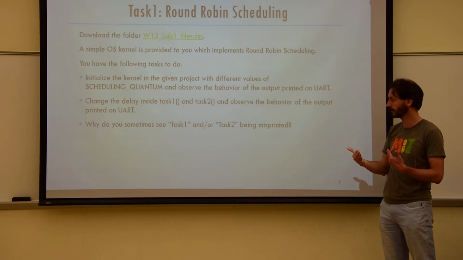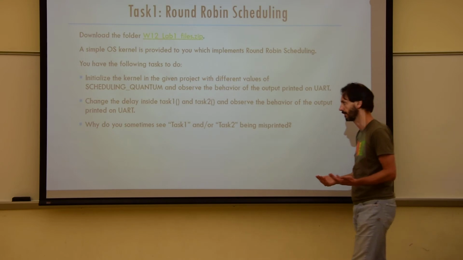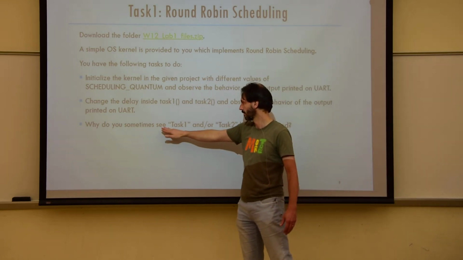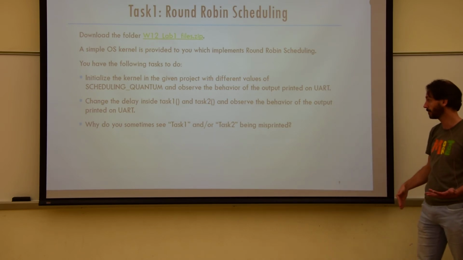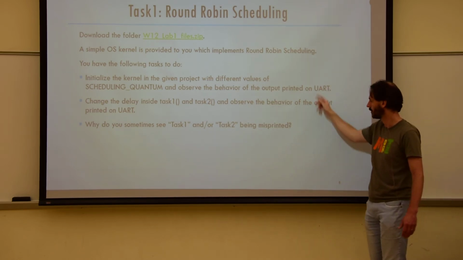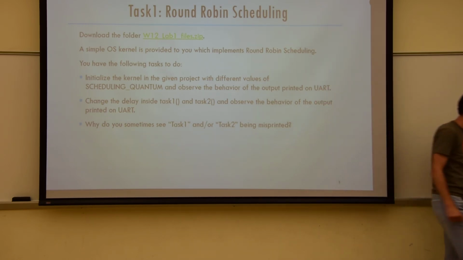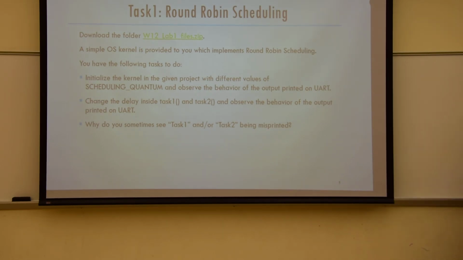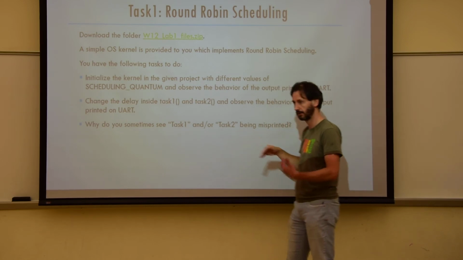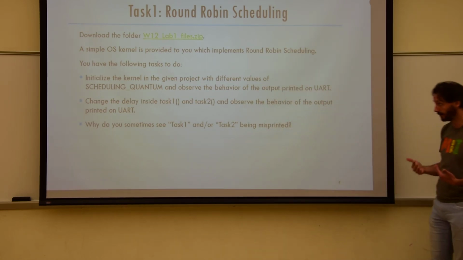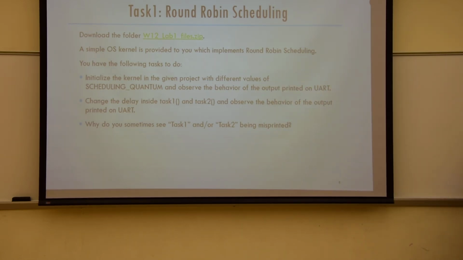When is task 1 executed? When is task 2 executed? Do they actually meet deadlines and so forth? So you want to answer, for example, why do you sometimes see task 1 and or task 2 being misprinted on the UART? That's kind of interesting too. That is somewhat unrelated, but it has to do with the overall execution where you do see interrupts appearing. So I'm curious what you will find out.